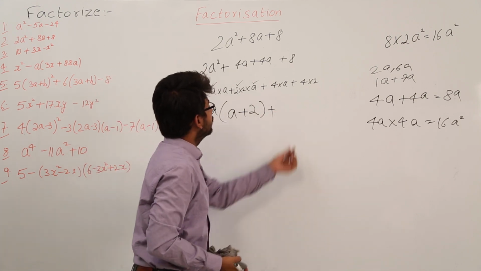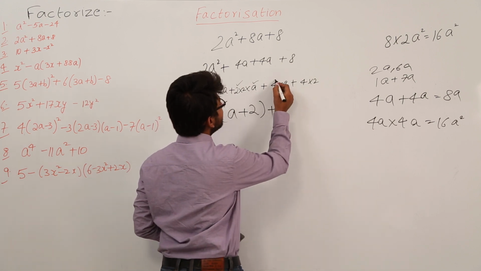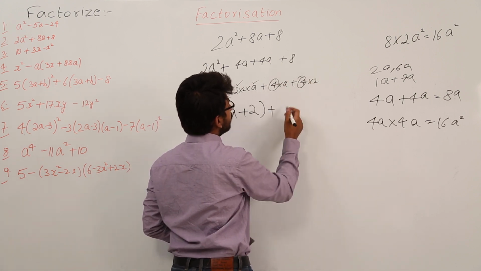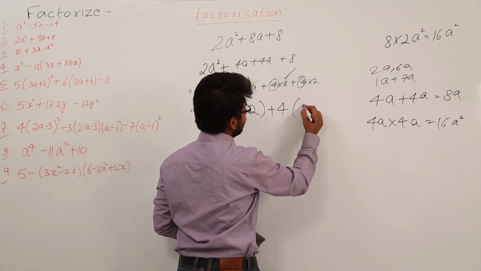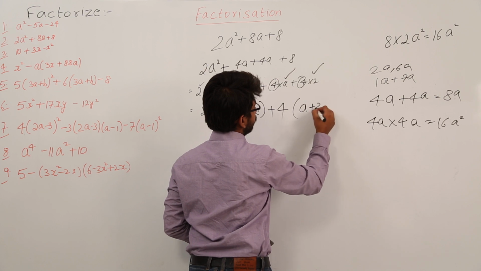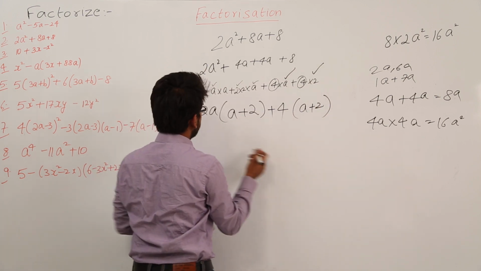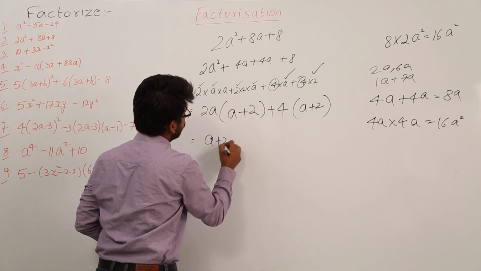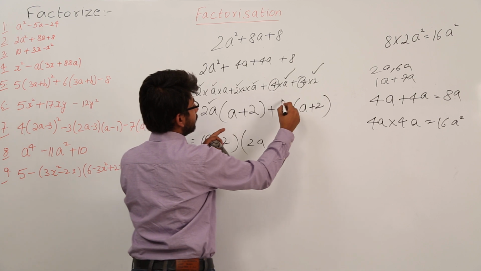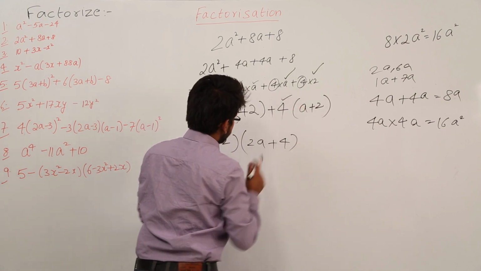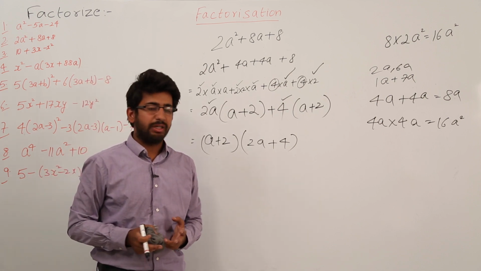Similarly, look at these two terms, 4 into a plus 4 into 2. You can easily see that 4 is common factor. So let us take out 4 common and we are left with a plus 2. Right? Now a plus 2 is present in both these terms. So now let us take out a plus 2 common. We are left with 2a plus 4. So this is my answer, which is a plus 2 into 2a plus 4.